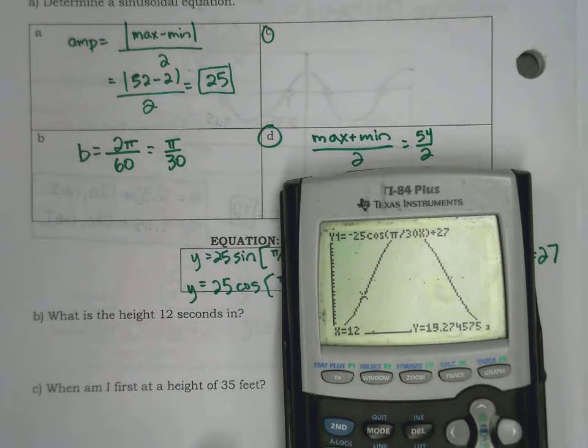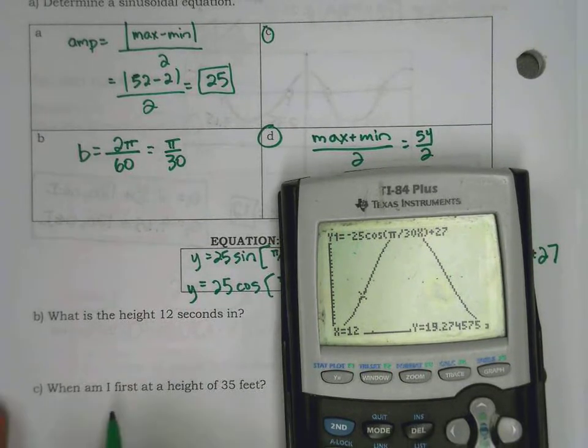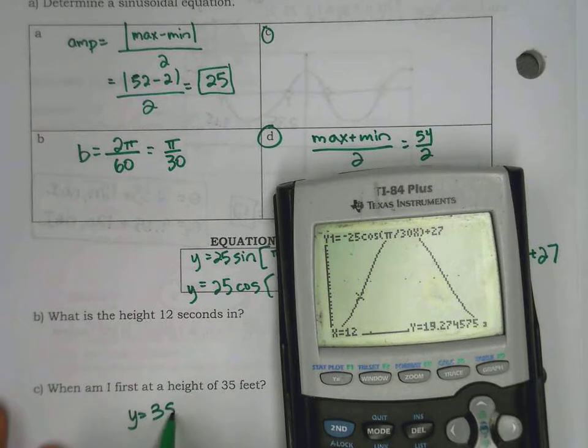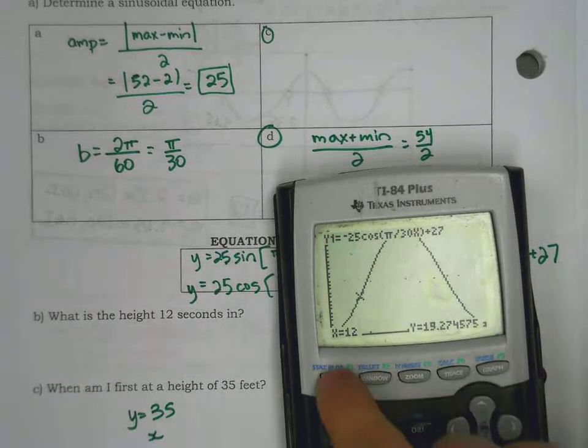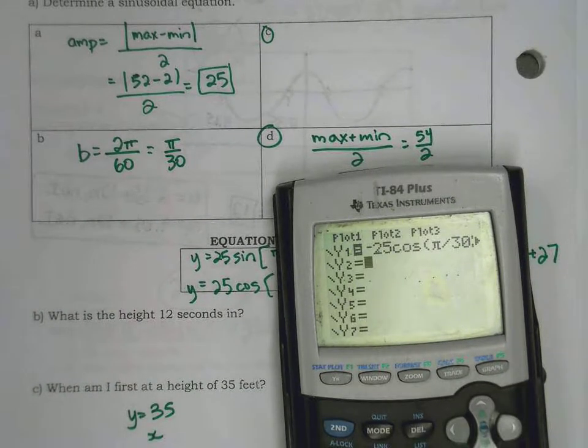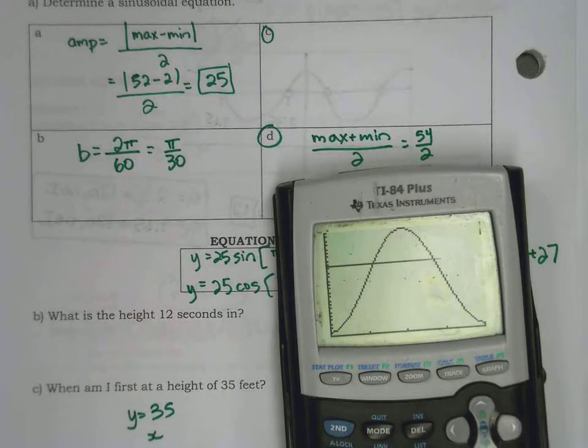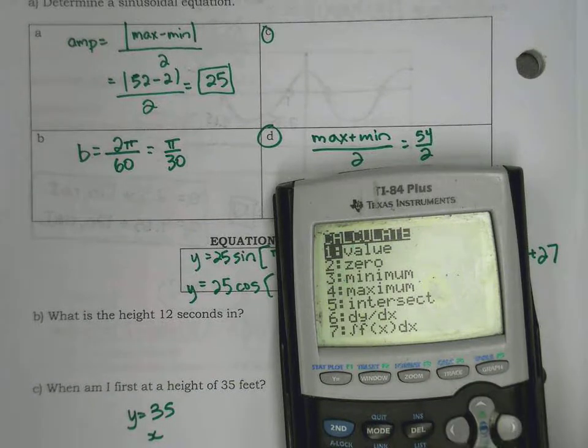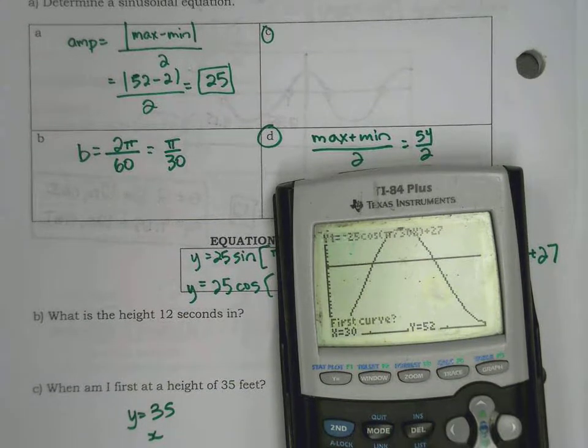How do we get 35 as a y value? How do we get our x value? Well, this is where we have to go and make a brand new equation and say, when is our path going to reach 35? This is a second trace intersect. First curve, second curve, bit of a guess. And after 18 seconds, we reach our height of 35 feet.